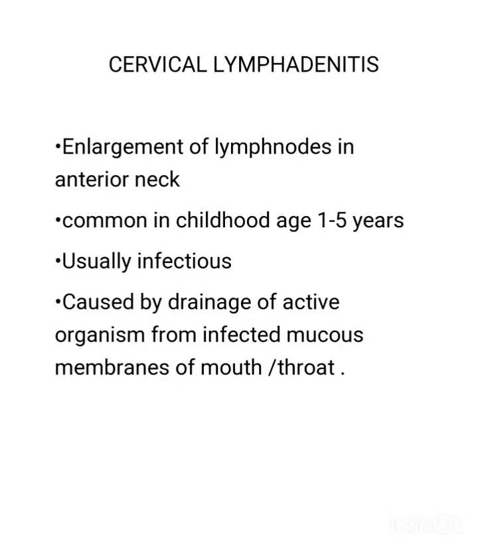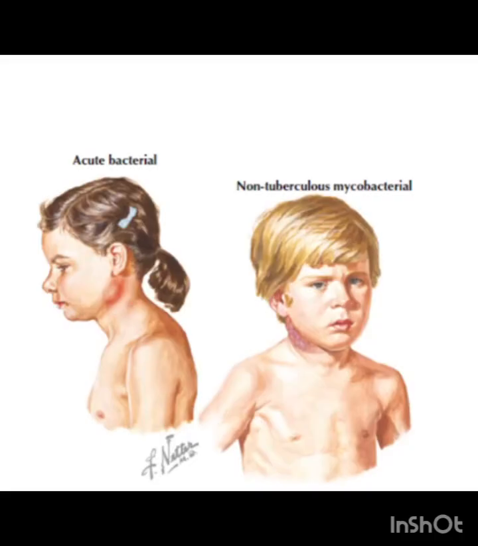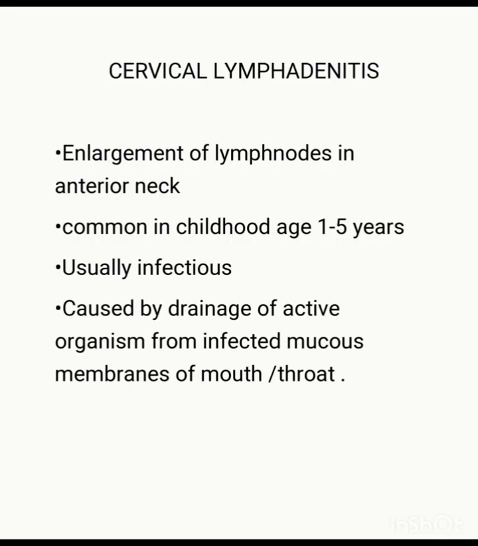In this lecture, we'll discuss cervical lymphadenitis and all its various causes. So, cervical lymphadenitis is common in children. It's an enlargement of lymph nodes in the anterior chain of the neck. It happens usually between the ages of 1 and 5, and it's usually infectious, but it can be caused by a number of other things.